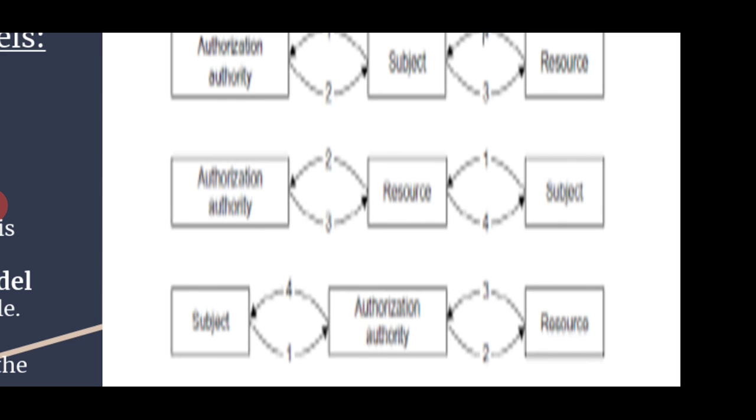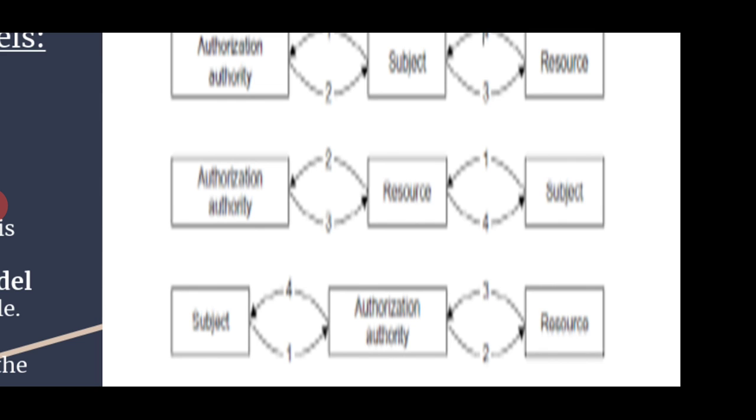That is the first diagram. Coming to the second diagram, the authorization model, the figure represents the resource pulling model. What is that? Listen now. The subject is nothing but the user. The user contacts the resource first, then the resource contacts its authority to verify the request, and the authority authorizes.